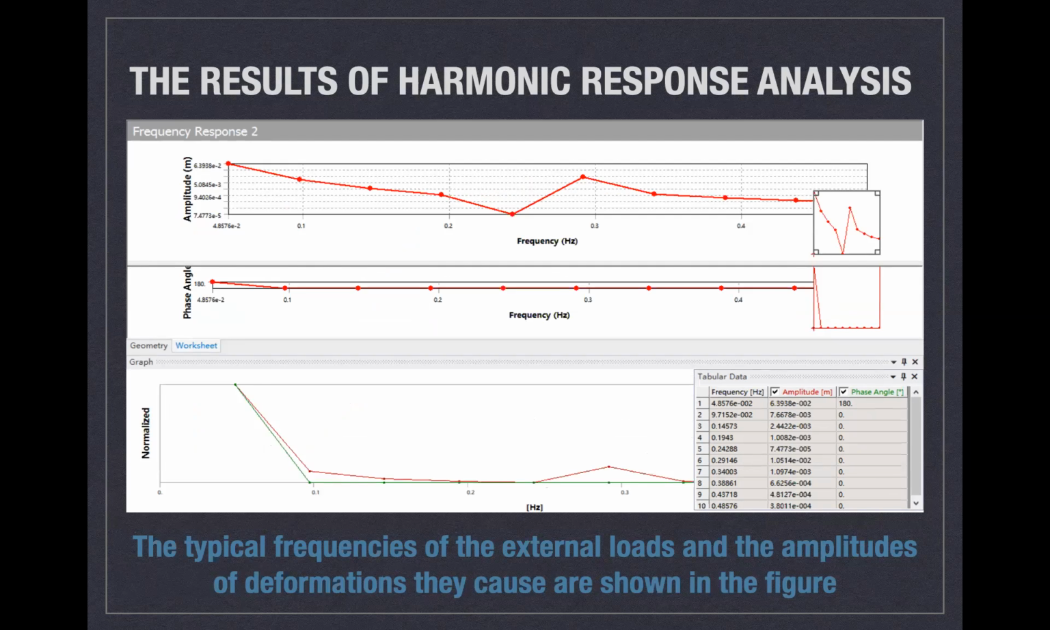This is another kind of harmonic response analysis. The only difference is that here the amplitude is no longer the stress, but a kind of deformation. And it's the same case that at some certain frequencies, the amplitude becomes much larger.